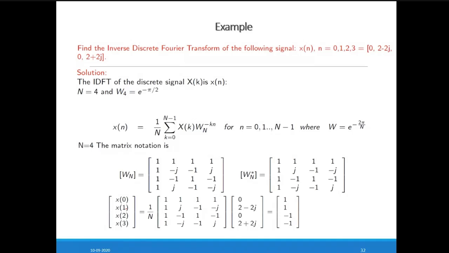x0, x1, x2, x3, 1 by n. Here this is the complex conjugate of the twiddle factor matrix, and then you have to apply this x of k, which is given to you: 0, 2 minus 2j, 0, 2 plus 2j. When you go for matrix multiplication of the twiddle factor matrix with your given DFT sequence, you will get x of n, which in this example is 1, 1, minus 1 and minus 1. This is the answer for the example.